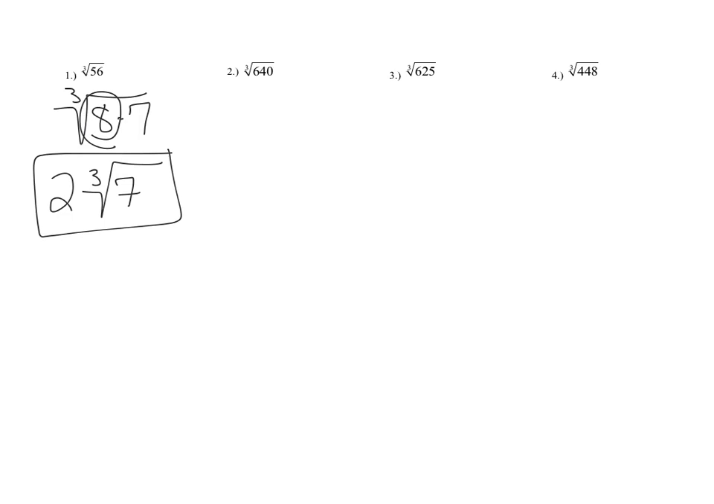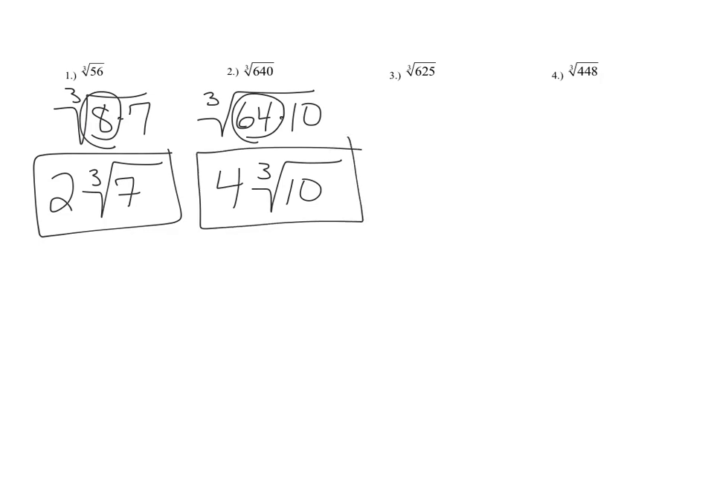But number 2, you should be able to see the perfect cube in there. It's 64. So you're going to do the cube root of 64 times 10. And the cube root of 64 is 4. So you get 4 cube root of 10. Done. Number 3, I'm going to try 125. 125 times 5. So I'm going to say that's the cube root of 125 times 5. And 125 is my perfect cube. The cube root of 125 is 5. So the answer is 5 cube root of 5.